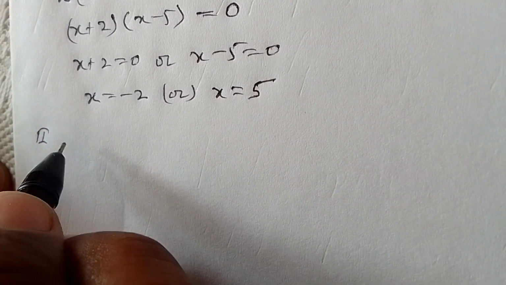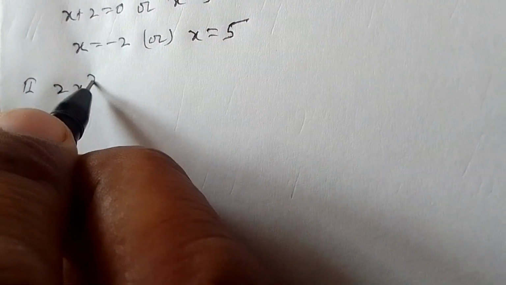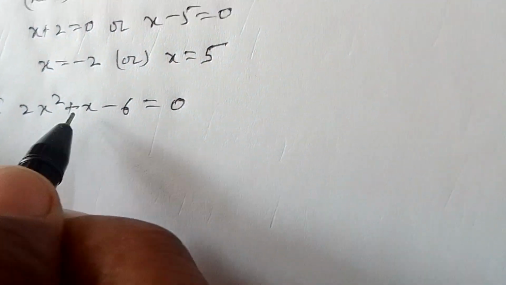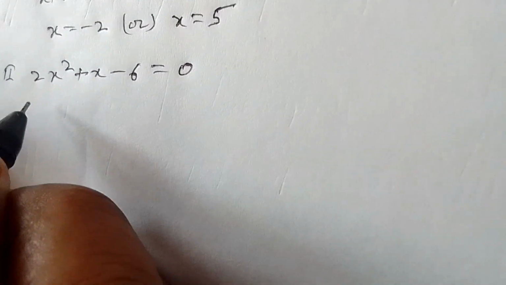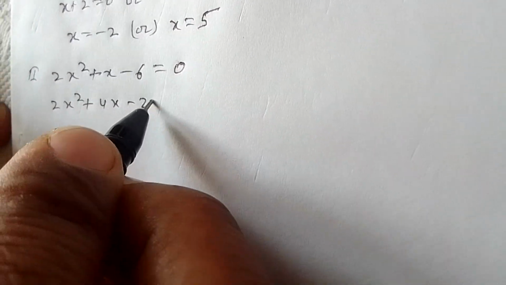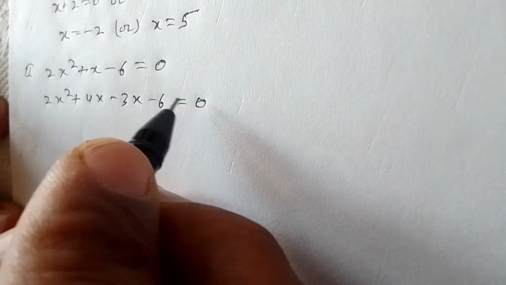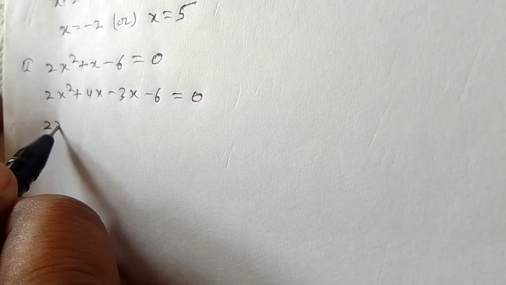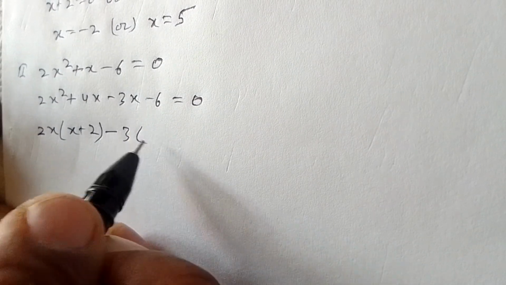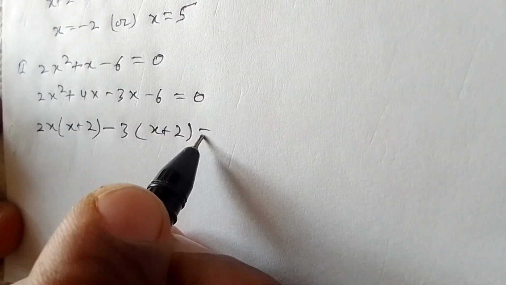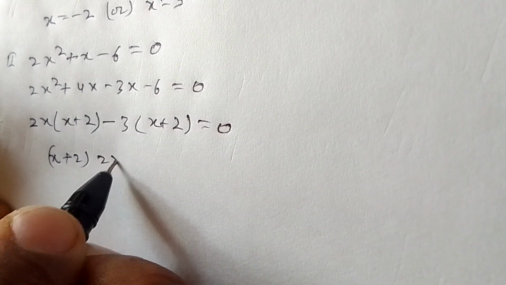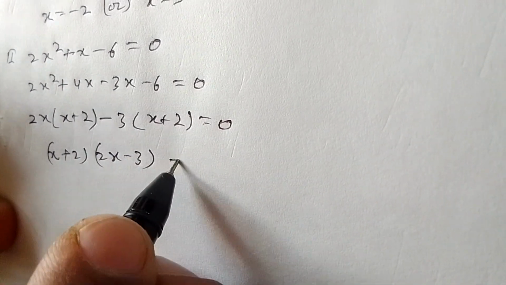Now the second part is 2x² + x − 6 = 0. So we will break the x into two parts. It becomes 2x² + 4x − 3x − 6 = 0. Here taking 2x common, it becomes 2x(x + 2) − 3(x + 2) = 0. So it becomes (x + 2)(2x − 3) = 0.